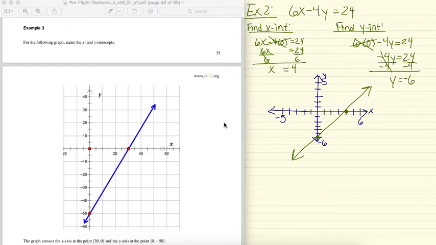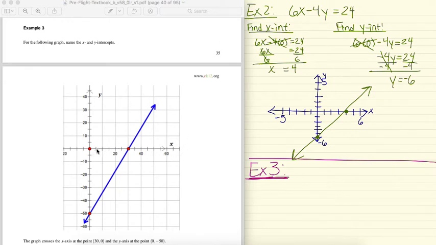All right, so now we're going to take a look at example 3. So example 3, we're given a picture of a graph, and it wants us to identify the x and y intercepts. So based on the picture of the graph, we can see here that it crosses the x-axis, and actually we got to do a little bit of digging into what this scale is because they don't tell us.